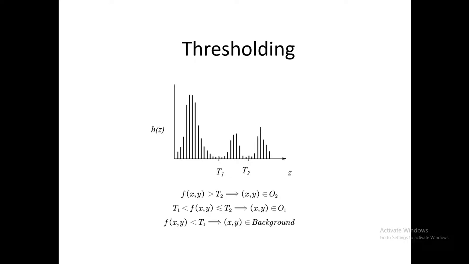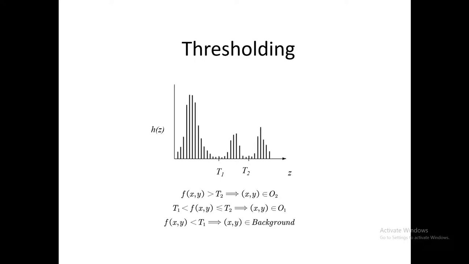So what this histogram indicates is that there are three different intensity regions, which are separated by some other intensity band, and these three intensity regions are represented by these three peaks in the histogram.